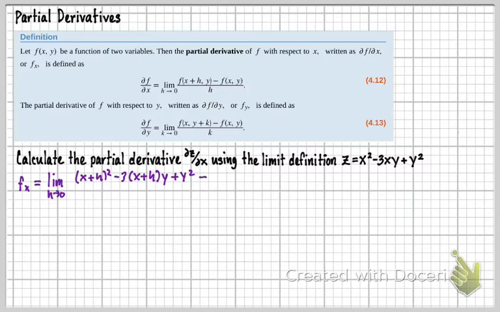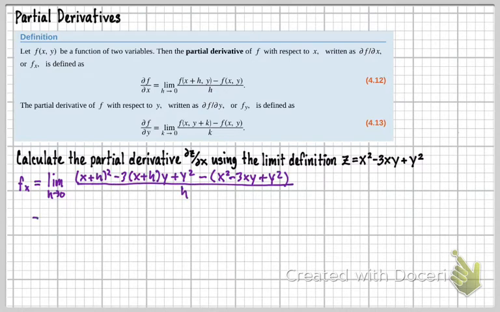So now I have a minus, and I always use a parenthesis after this because there are always these signs changing when it's more than one term, and this one is 3 terms. So this is going to be a minus x squared, 3xy plus y squared. So then that'll all be over h.